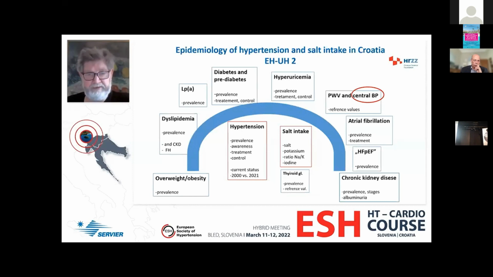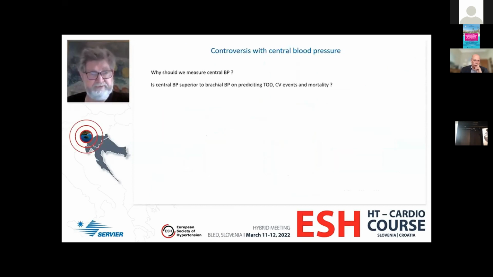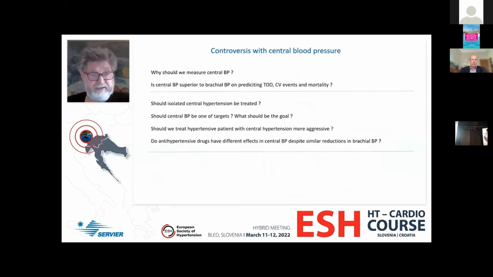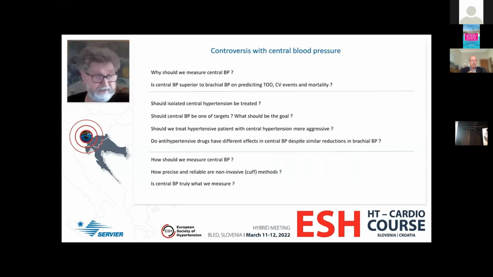And now let's go to central blood pressure. There are many controversies related to central blood pressure. We know all of them. The first question is, why should we measure central blood pressure at all? Is central blood pressure superior to brachial blood pressure in predicting target organ damage, cardiovascular events, and mortality? Should isolated central hypertension be treated? Should central blood pressure be one of the targets? What should the goal be if this is the case? Should we treat hypertensive patients with central hypertension more aggressively? Do antihypertensive drugs have different effects on central blood pressure despite similar reduction in brachial blood pressure? And maybe the most important questions: how should we measure blood pressure, how precise and reliable are non-invasive cuff methods, and is central blood pressure truly what we measure with the devices we have now in our hands?